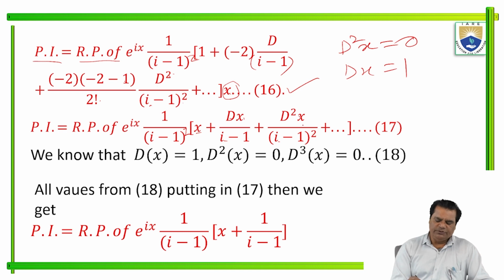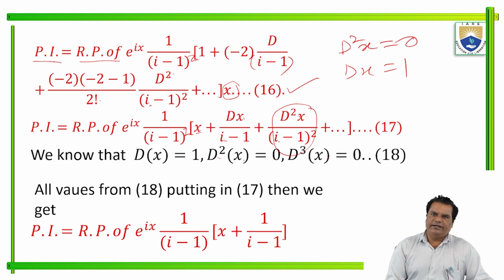So now this term is 0. D square x is 0. D cube x is 0. Dn x is 0. So all terms are vanished. Only one term is 1. So 1 upon (D minus i) whole square, x plus 1 upon (D minus i). Dx is 1. So 1 upon (D minus i) here.